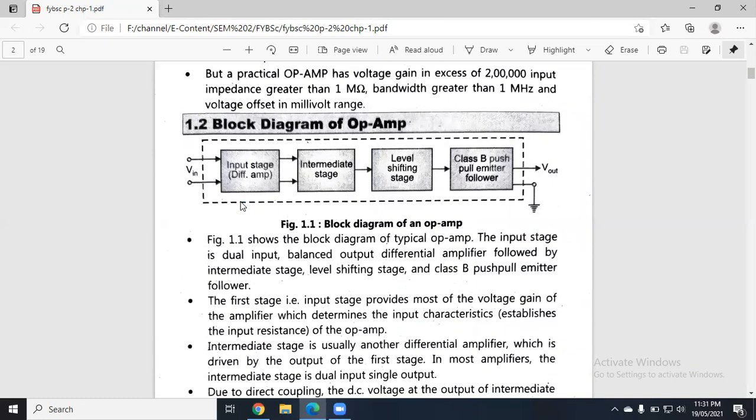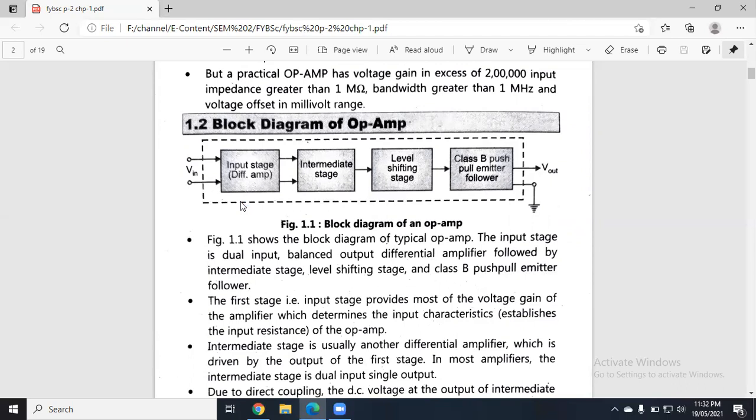Next, we need to study the block diagram of an op amp. Whenever we study any electronic circuit, we usually understand the block diagram of it first. Here also, to understand the op amp, we should be aware of the block diagram. There are a total of four blocks. The first block is the input stage, also called a differential amplifier. It has two inputs, and as you can see in the diagram, it is producing two outputs as well.